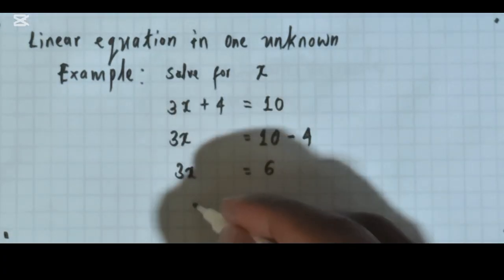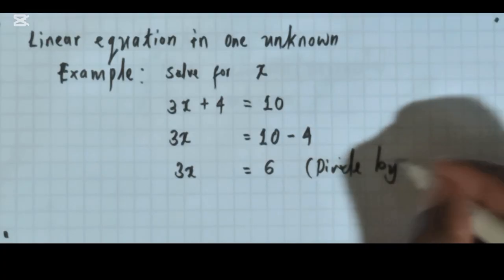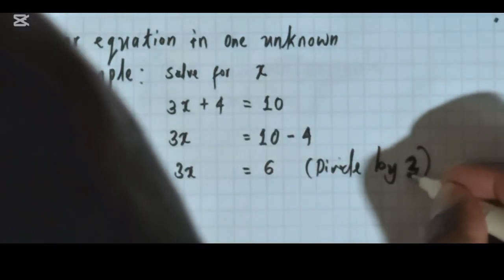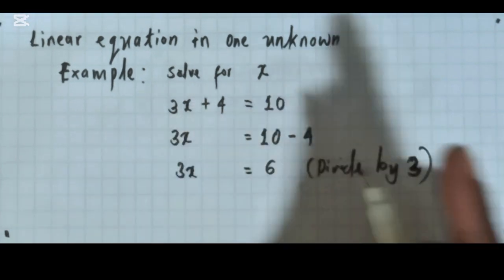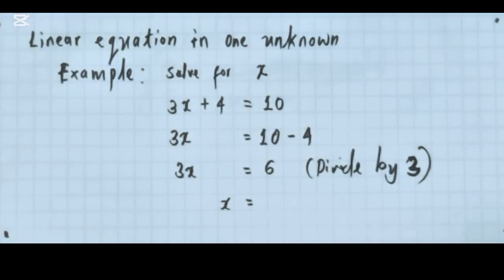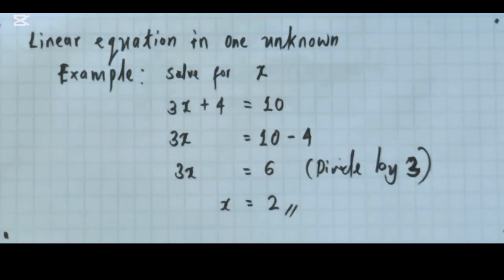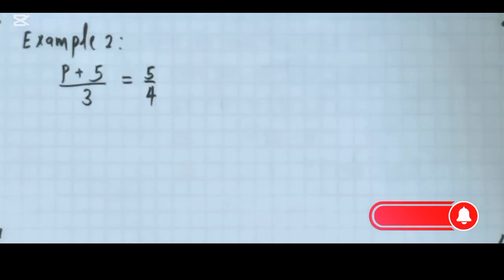And so for us to solve for x, we will divide both sides by 3. Sorry, we'll divide both sides by 3. And so when we divide 3x by 3, we are going to remain with x. And when we divide 6 by 3, we're going to have 2. And that will be the solution for x in this particular equation. Very simple. Why don't you handle another example so that it sinks in more than it has already?